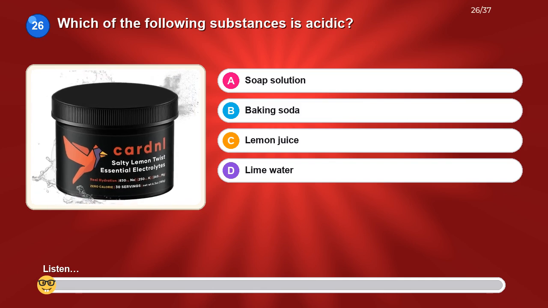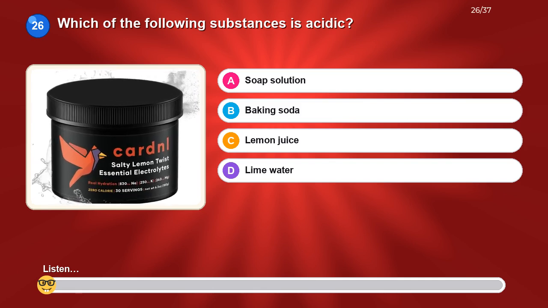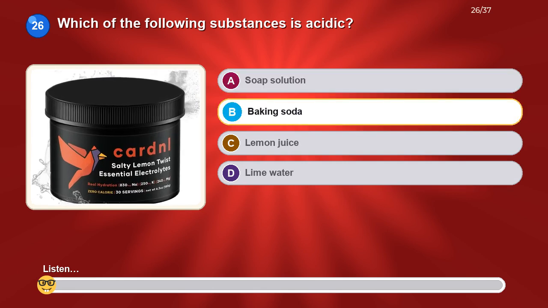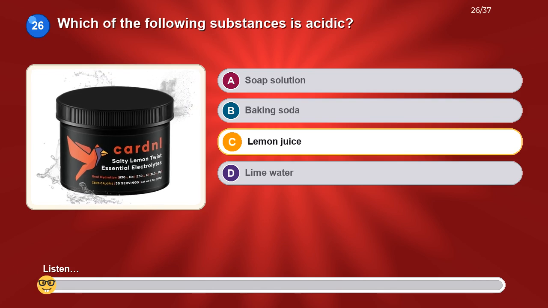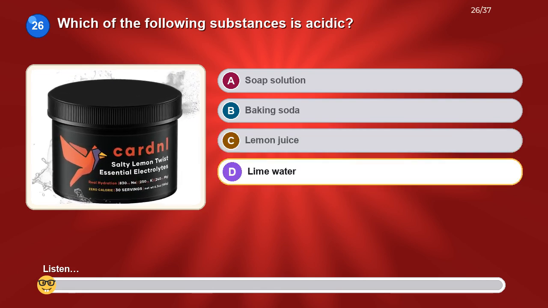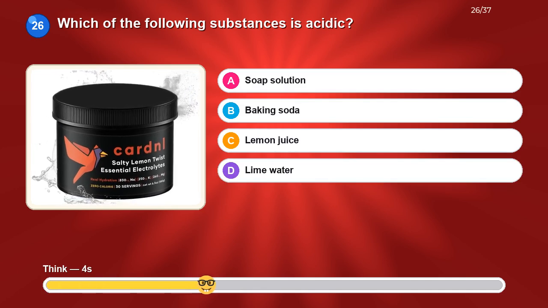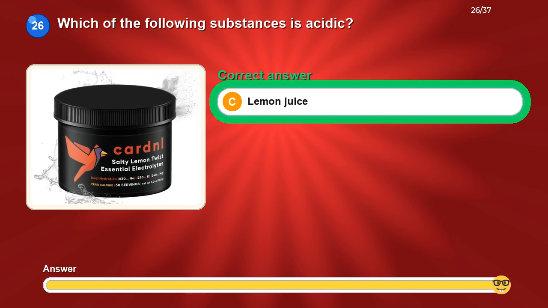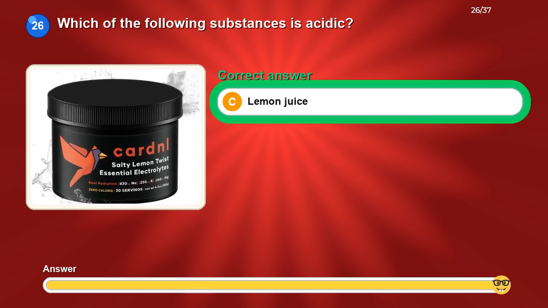Which of the following substances is acidic? Option A, soap solution. Option B, baking soda. Option C, lemon juice. Option D, lime water. The correct answer is lemon juice.